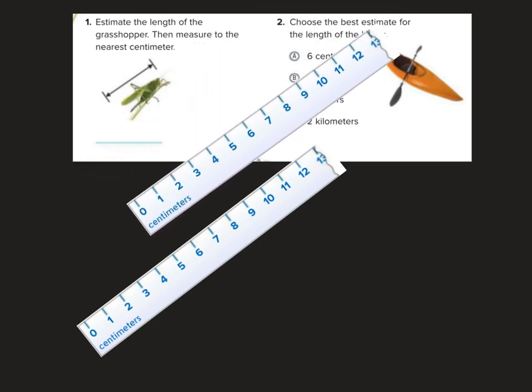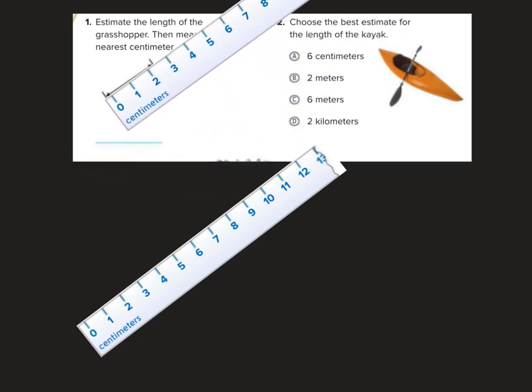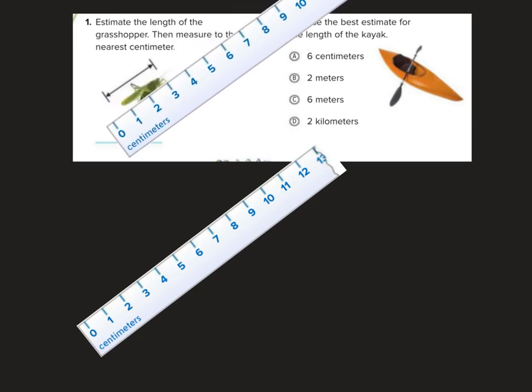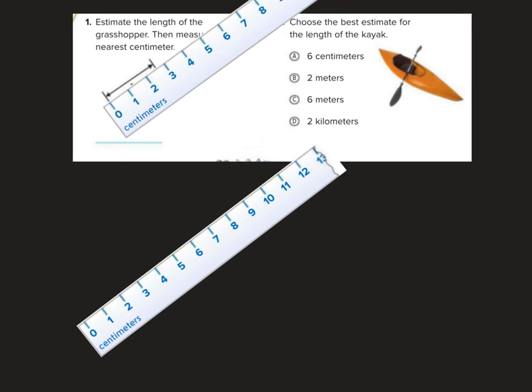All right, so we need to measure this grasshopper to the nearest centimeter. If you had your ruler, it'd probably be a lot easier to line up than on a computer here, so bear with me. Remember, don't line it up to the end, go to the zero mark. Okay, and then lay it on there. So it's between 2 and 3. Is it closer to 2 or is it closer to 3? I would say it's probably closer to 3. Let me do that a little better. I would say it's relatively closer to 3, so we're going to go with 3 centimeters.